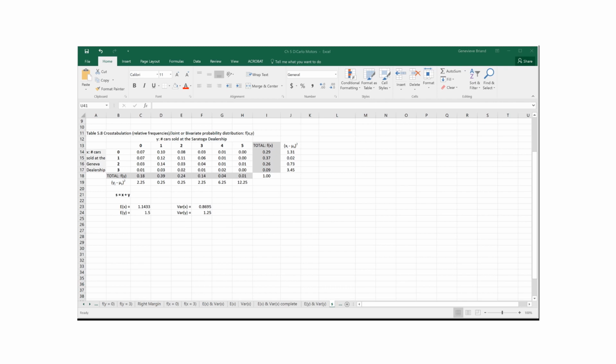Now we define a new variable s as the sum of x and y. So s is the total car sales for Dicarlo Motors at both dealerships. Expected value of s can easily be computed because s is the sum of x and y, its expected value is also going to be the sum of the expected value of x and the expected value of y.